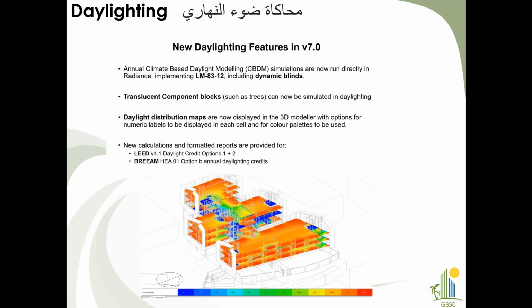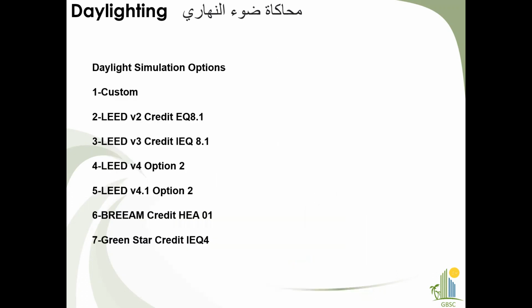So for LEED, we have all the options, option 1 and 2. Point in time daylight analysis and annual metrics, both we can do within DesignBuilder. These are all the simulation outputs which we can perform from LEED version 2 to LEED version 4.1, which is the latest LEED version right now. Then we have BREEAM as well, we have Green Star, and we can even perform WELL credits within DesignBuilder.